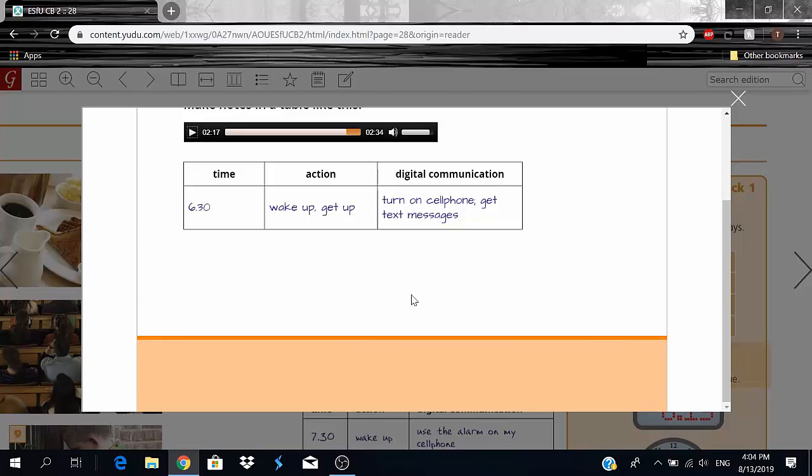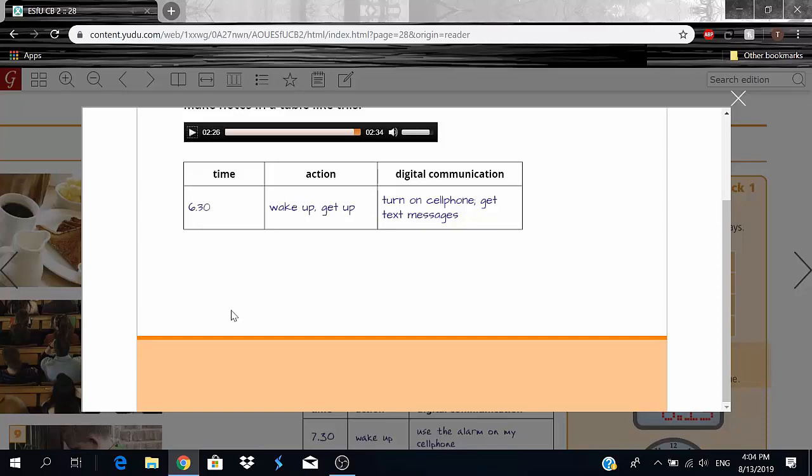So for digital communication, again, laptop dash. Now this will be either a social networking site or social media, whatever you want to say. Talk to friends. We could also say she talks to friends. Okay? We talk about university work and other things. At 9, I turn off my laptop and my cell phone.